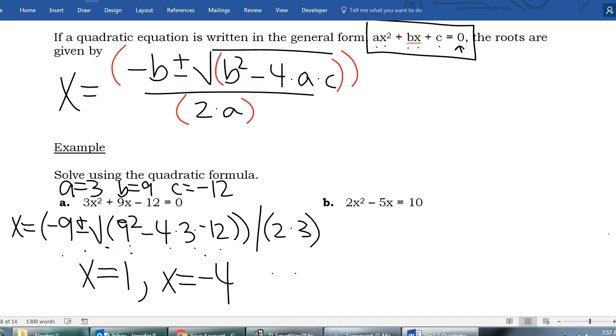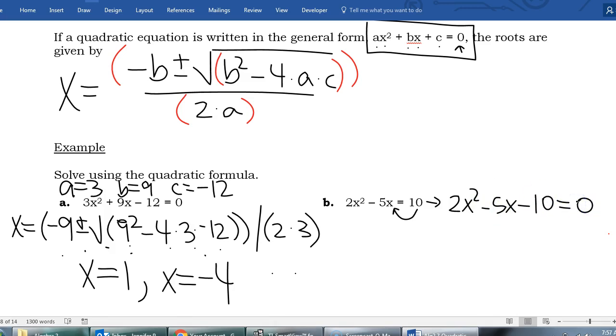So basically, I need to take this negative 10 and move it over there. And if I do that, all that's really going to happen is it's going to change signs. It's a positive 10 on the right, so if I do a minus 10 on both sides to bring it to the left, I'm just going to do a minus 10 on both sides. So this is really the same as 2x squared minus 5x minus 10 equals 0.